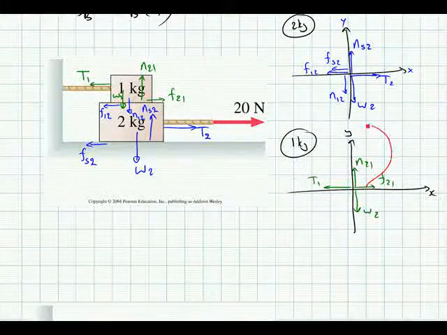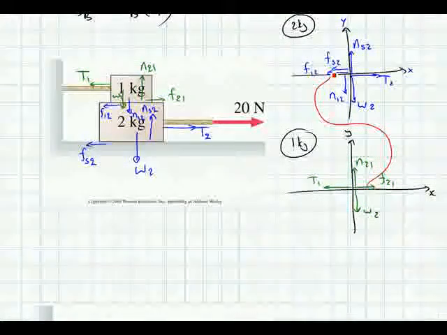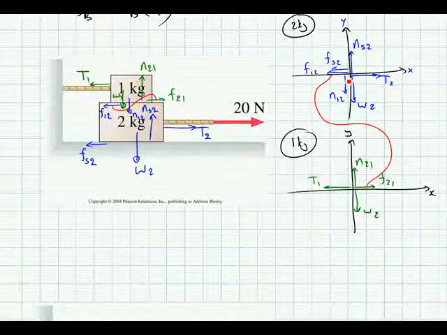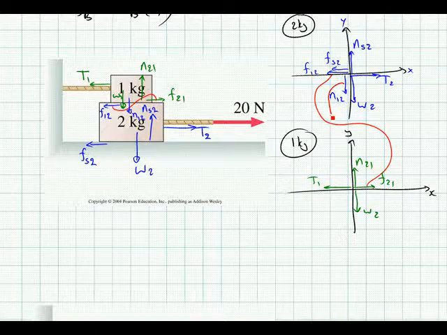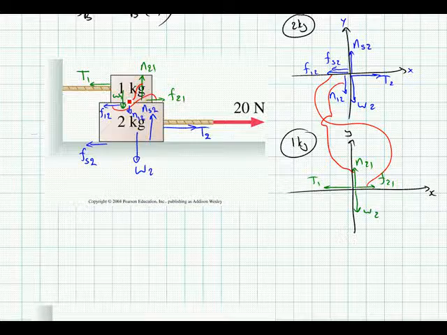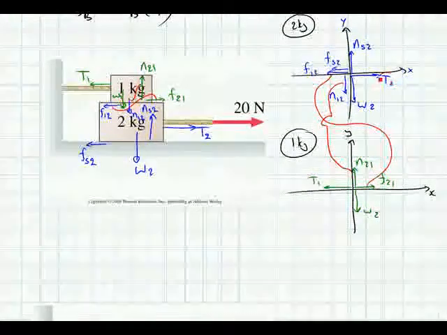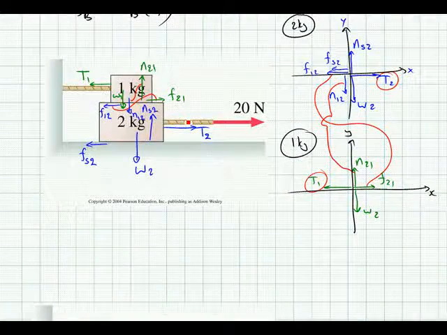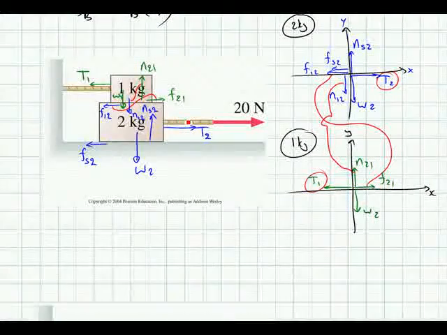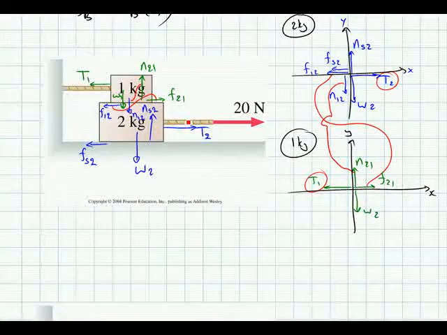Now the action-reaction pairs are of course the friction force of 1 on 2 and the friction force of 2 on 1. That's these two friction forces right there. And the two normal forces, the normal force of 1 on 2 and the normal force of 2 on 1, which are these two normal forces right there. So these are the only two action-reaction pairs. Notice the tensions. We have two separate springs, two different ropes. Therefore, we can't really say anything about these two. They're not an action-reaction pair.